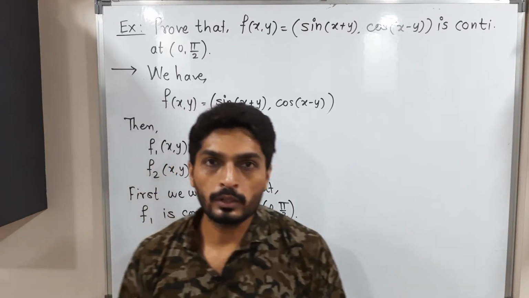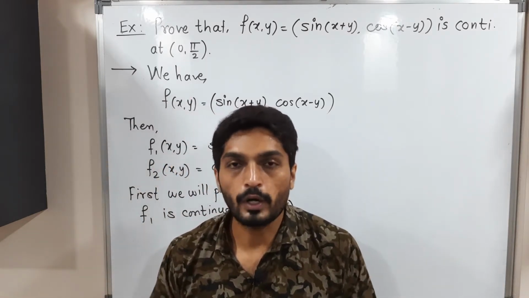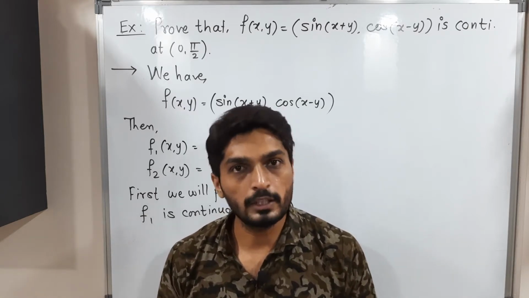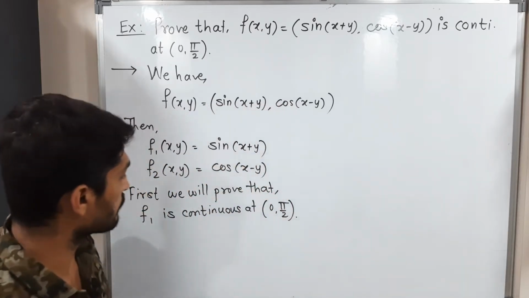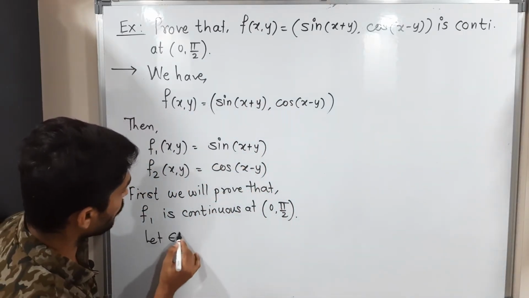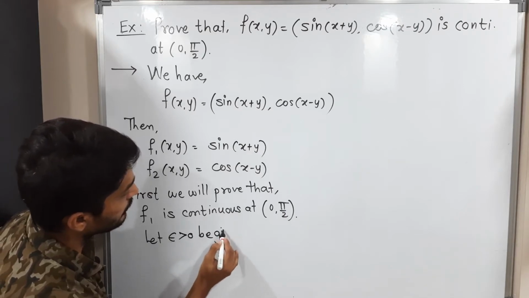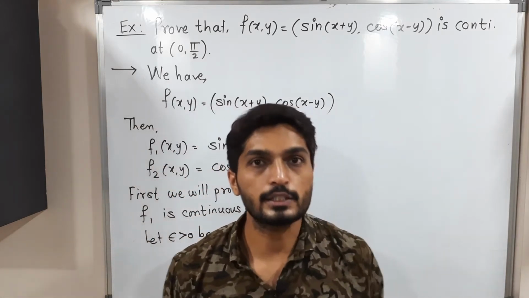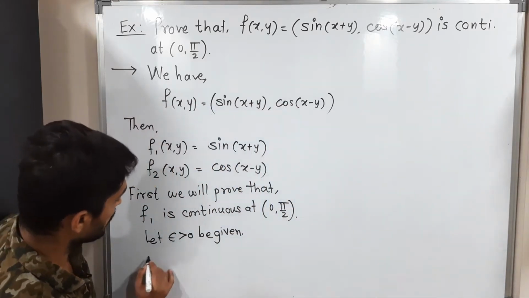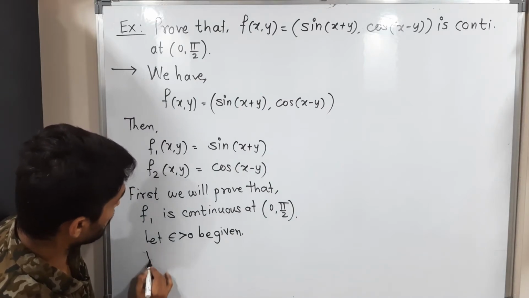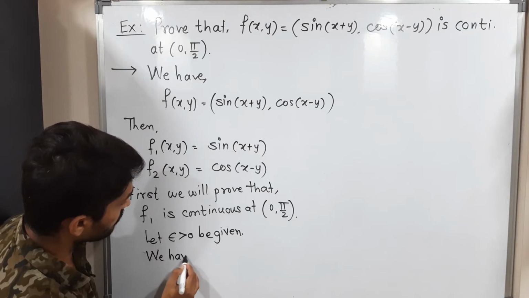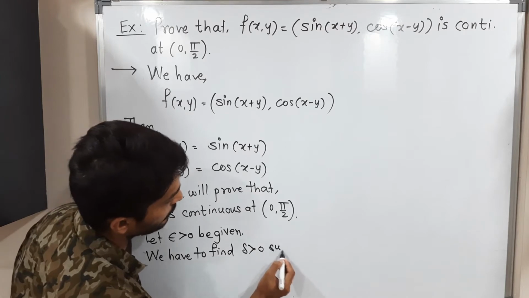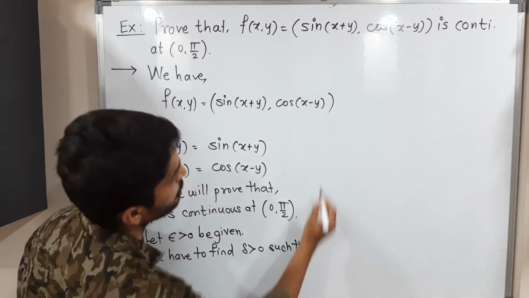Okay. So see, you know the definition of a continuous function. For given epsilon, there exists delta greater than 0, like that. So at the beginning, we need to have some epsilon. So let epsilon greater than 0 be given. And for this epsilon, we're supposed to find delta greater than 0 which will satisfy the definition.